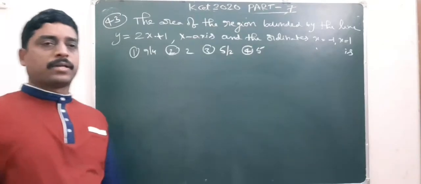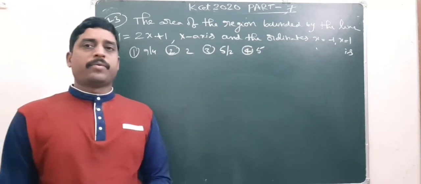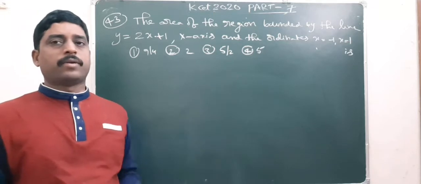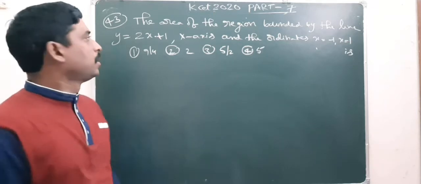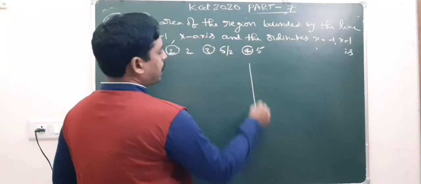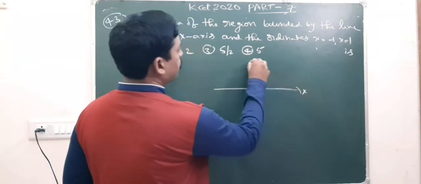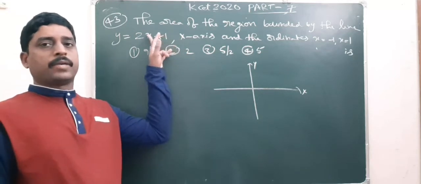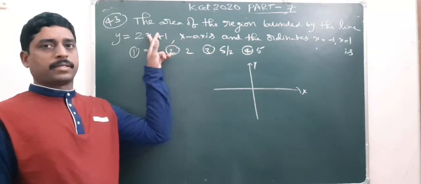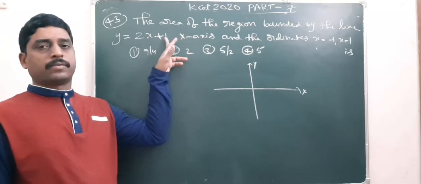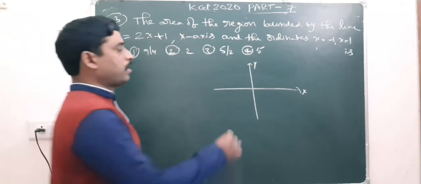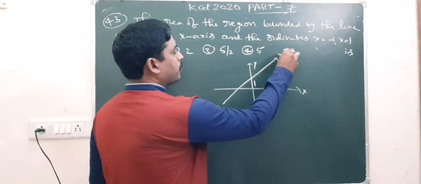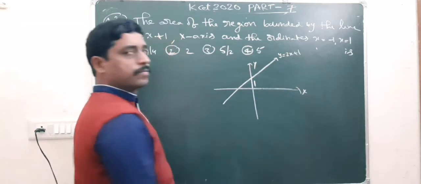Let's see question number 43. The area of the region bounded by y is equal to 2x plus 1, x-axis, and x is equal to minus 1, x is equal to plus 1. Let us take x and y axis. So y is equal to 2x plus 1. On comparing this equation with y is equal to mx plus c, where constant place value 1, where constant is y intercept in that formula. This is y intercept is 1.